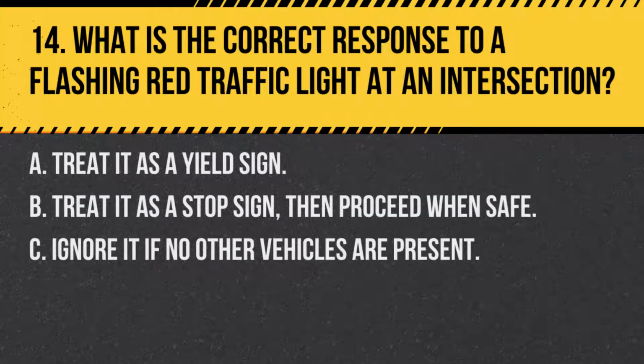Question 14. What is the correct response to a flashing red traffic light at an intersection? A. Treat it as a yield sign. B. Treat it as a stop sign, then proceed when safe. C. Ignore it if no other vehicles are present. Answer: B. Treat it as a stop sign, then proceed when safe. A flashing red light functions the same as a stop sign.